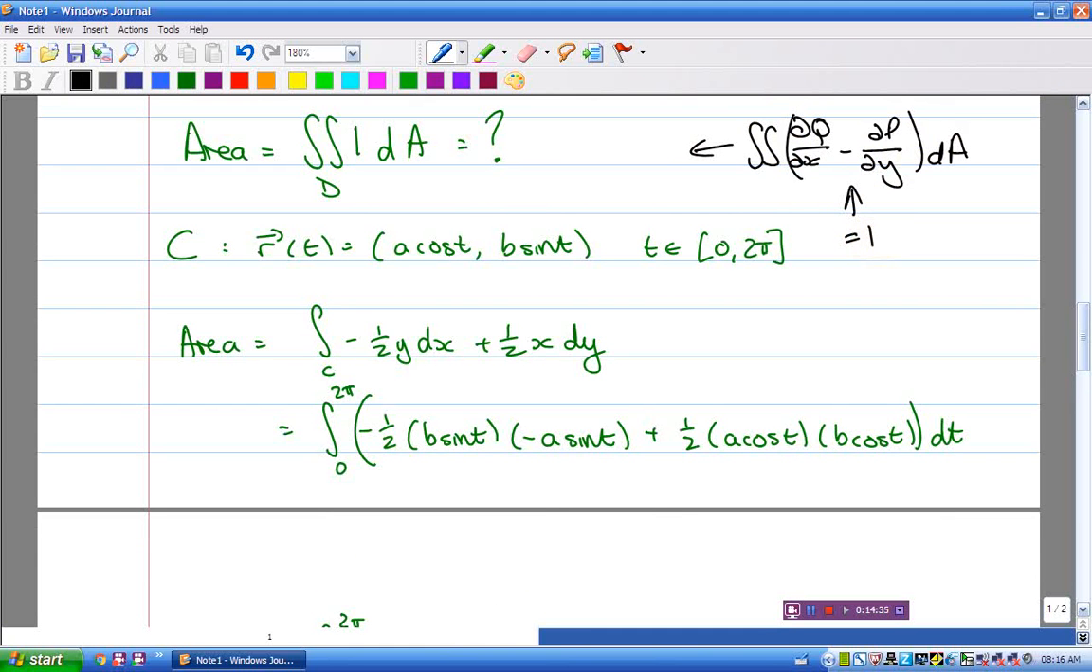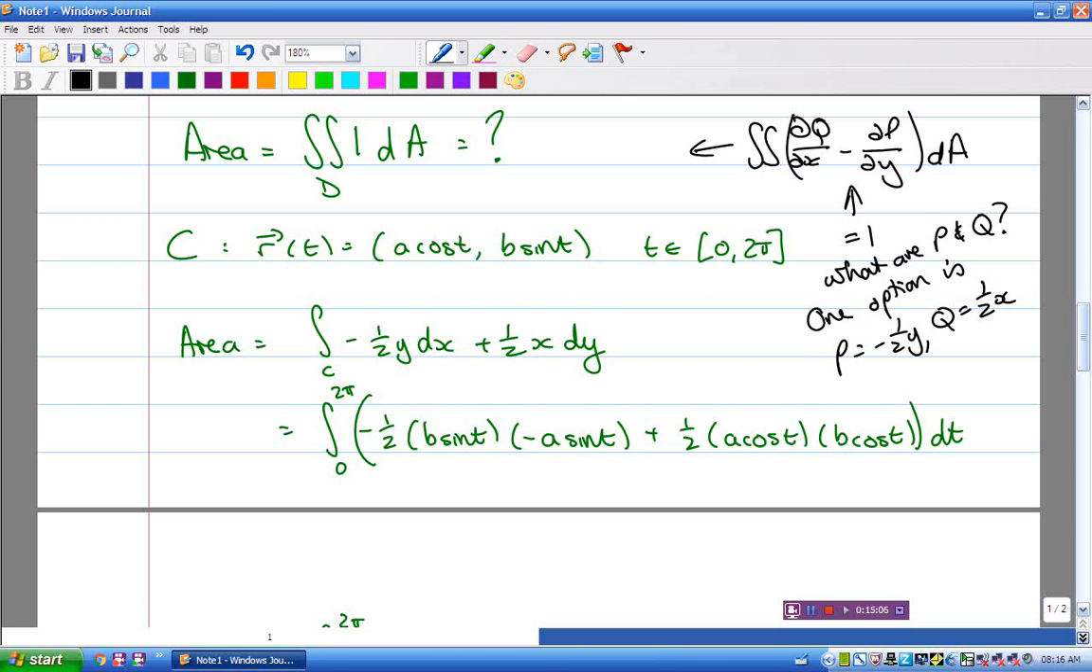So what is P and what is Q? There are infinitely many options for P and Q. One option is P equals minus a half y and Q equals a half x, because if so, then dQ/dx is a half and dP/dy is minus a half, and so I end up with a half plus a half, which is 1, okay? But of course, there are infinitely many options for P and Q.